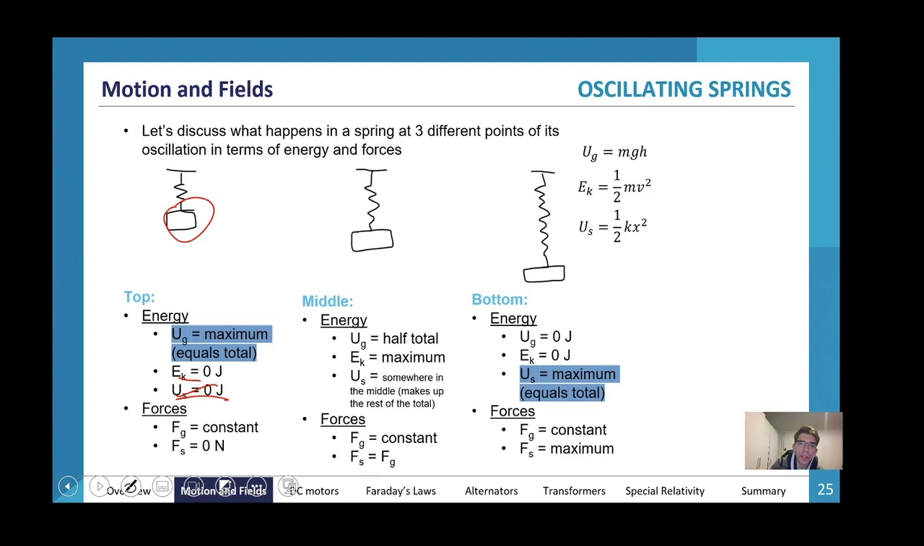Midway through, it has maximum kinetic energy, but its gravitational potential energy is half of what it was before because it's half the height now above the ground. And the elastic potential energy has increased in value.